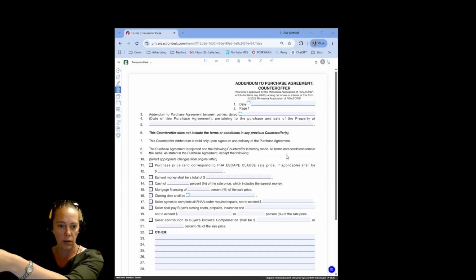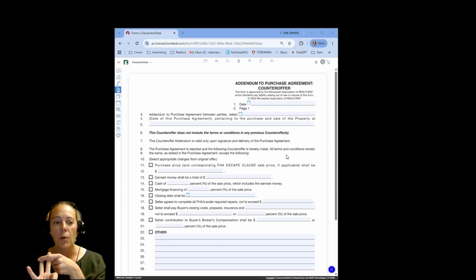buyers will sign and go to the sellers, on your counteroffer you're going to put the closing date that the seller's fine with, that they've changed it to on the last counter. You're going to put the earnest money that your buyer's fine with. Okay. And then you'll put your buyer's purchase price that they're countering back as.